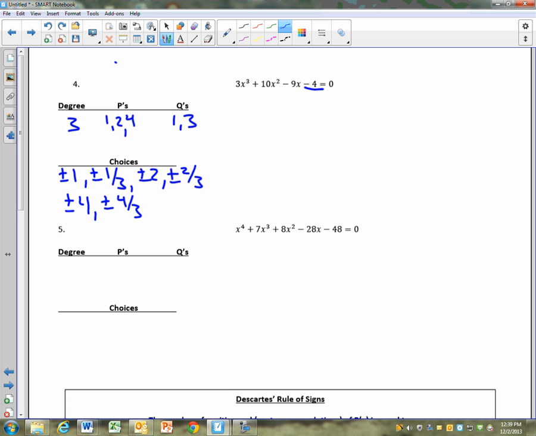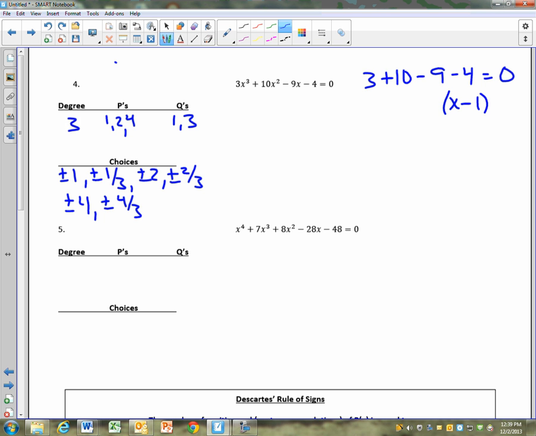As you look at this, is it possible that a positive number might work? Yeah. So let's choose by plugging in 1 to start off and see what we get. If you plug in 1, you get 3 plus 10 minus 9 minus 4. So you get positive 13 and negative 13, which results in 0. So if 1 is a solution, what's the factor? X minus 1. So this polynomial is divisible by x minus 1.